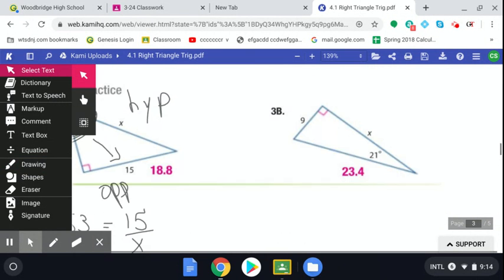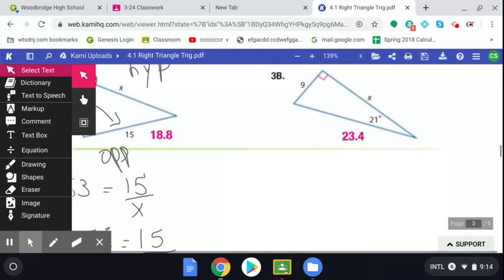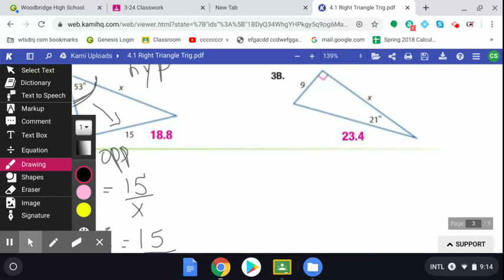Okay. Then this is the second example, 3b. So in this case, I will follow the same procedure. This is the angle, this is opposite, this is adjacent. So now I am going to say that tangent 21 is equal to opposite, which is 9, over adjacent, which is x. And for this one, I'm going to use a shortcut.